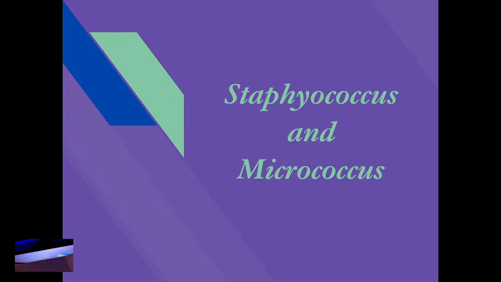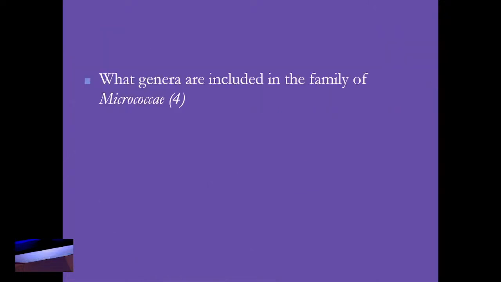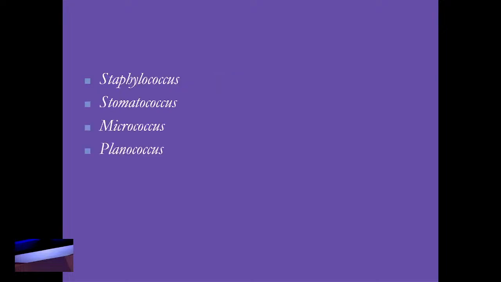So our first topic is Micrococcus and Staphylococcus. We need to understand what causes confusion to many people who have been studying MLS. Many MLS students who've been studying microbiology. And one of the things that causes them confusion is the family Micrococci. So there's 4 genera that you have to remember, and this includes Staphylococcus, Stomatococcus, Micrococcus, and Planococcus.